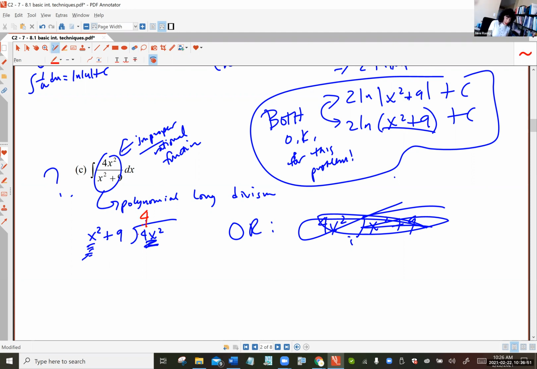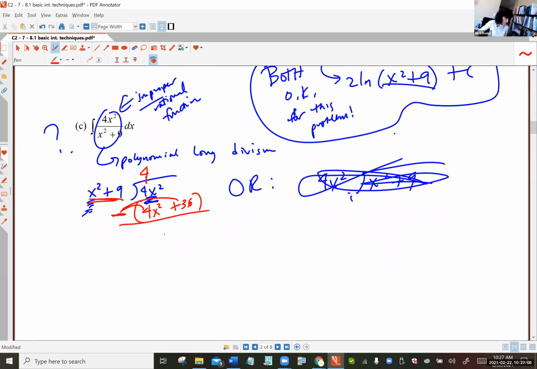And then you multiply that quotient with the entire divisor. 4 times x squared plus 9 is 4x squared plus 36. And then you subtract. You have to be careful because this negative needs to distribute essentially, because 4x squared minus 4x squared is 0. And then you have a 0 for a constant term. 0 take away 36 is minus 36. Am I done with my long division or should I keep going?